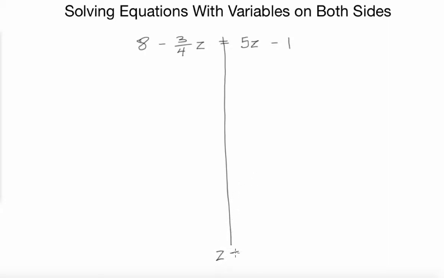My goal is to get z by itself. So the first thing I want to do is get z on one side. So I've got 3/4 z here. In fact, I'm going to change everything to plus and negative, because that'll make it easier to keep track of what's negative and what's positive. So I've got negative 3/4 z on the left side. We've got positive 5z. I usually like to get rid of negatives and make things positive if I can. So I'm going to add 3/4 z to both sides.